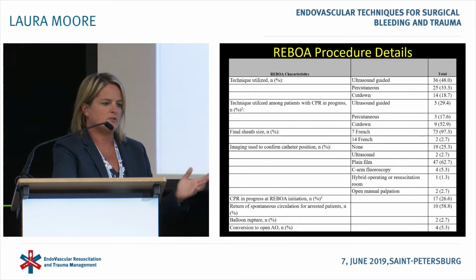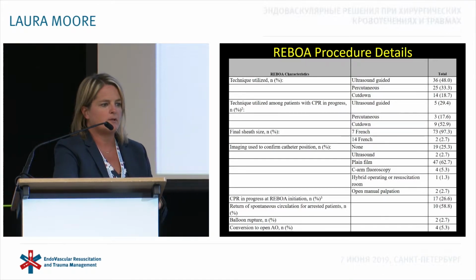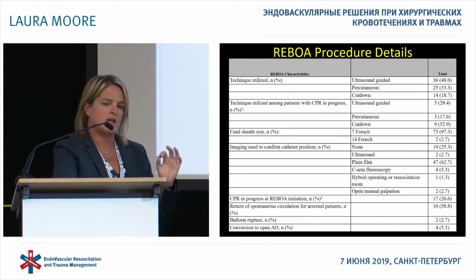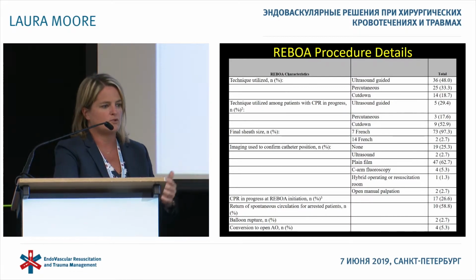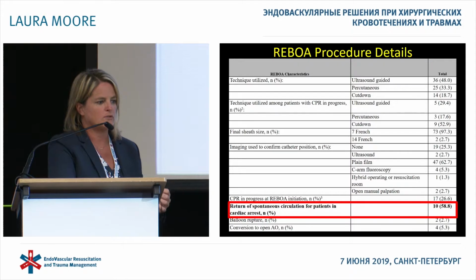Other procedural details, again, we've talked a lot about ultrasound guidance and what we think is safe. Only about half of the time, though, are our centers using ultrasound guidance. About a third of the time we do percutaneous, and then about 20% of the time we're doing open cutdowns. I will tell you, a lot of the open cutdowns were happening in patients that were CPR in progress, but if you have access early, it's certainly easier to go ahead and transition that 18-gauge arterial line up to your 7-French sheath for those patients that were in arrest. Again, we're primarily using plain radiographs to confirm position.